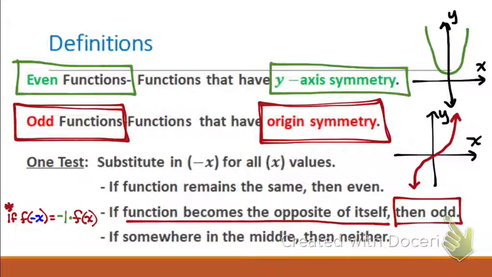We don't have a special name for x-axis symmetry, because if something has x-axis symmetry, that's indicating it's not a function. For any given input, it would have more than one output. So we don't have a special name for that one, and we're not going to test for that in this part of the chapter, because we're focused specifically on functions here.